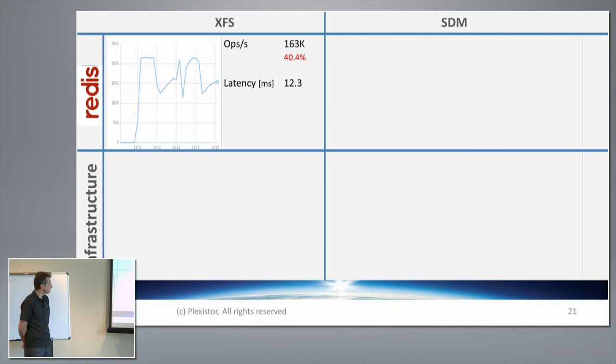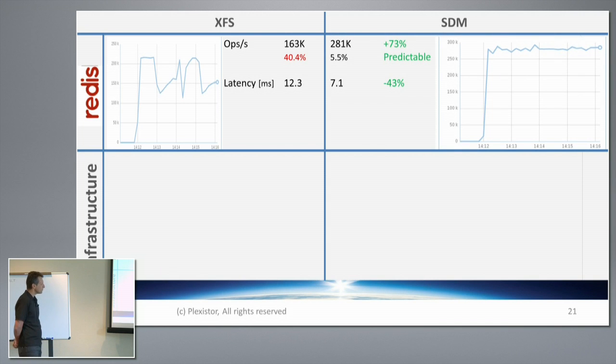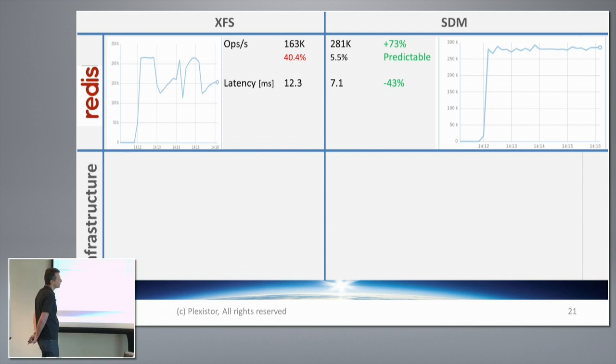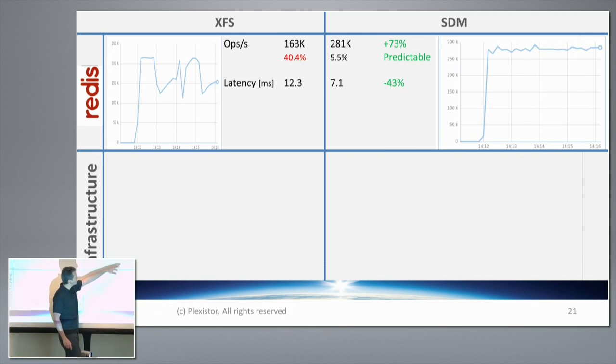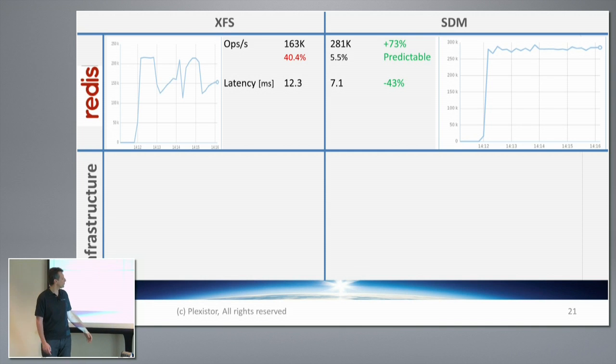But I don't know. So latency was 12.3, whatever that means, right? Millisecond. When we tested the same Redis scenario on the same server with SDM, you basically see that we have better throughput.